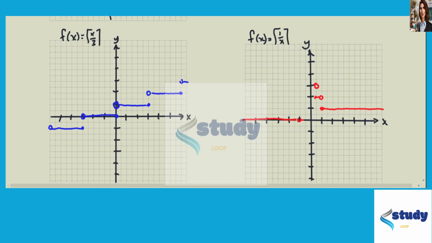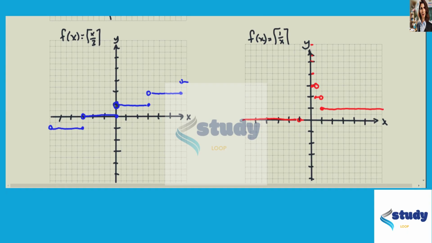Then it's going to jump to have a value of 3, and it's going to stay there until x equals 1/3. And then it'll jump to 4. And then when x equals 1/4, it's going to jump. So we're going to get progressively smaller and smaller little steps, getting closer and closer to the y-axis.